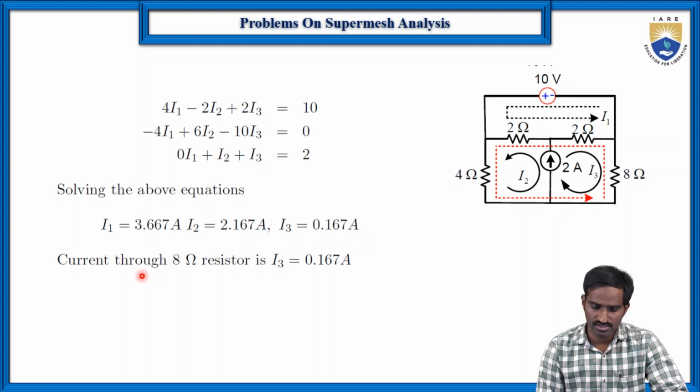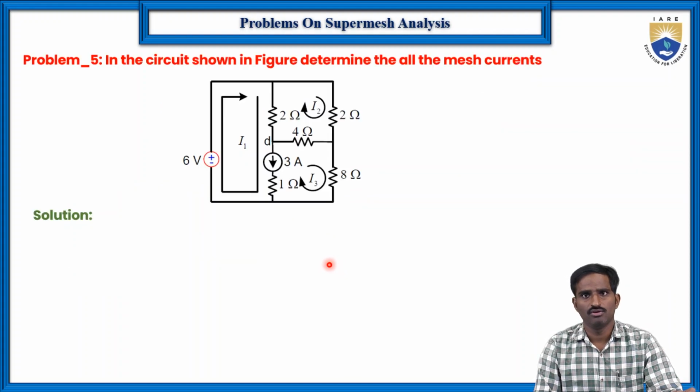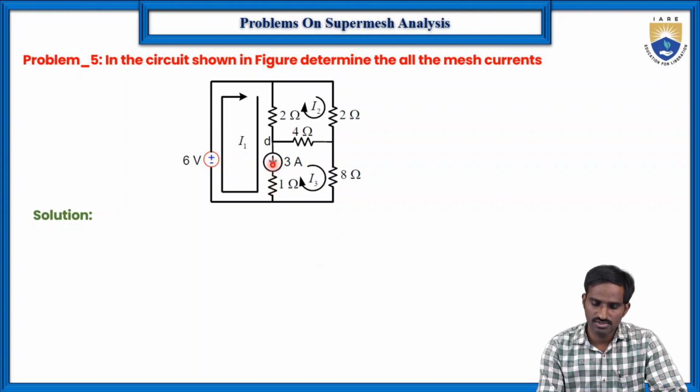Finally, what they ask us to find is the current through the 8 ohms resistor. Here the current through the 8 ohms resistor is I3, so I3 is equal to 0.167 amperes. Then finally, the final example, one more example here. Of course, in between these two loops there is a current source, but there is a resistor in series with this current source.